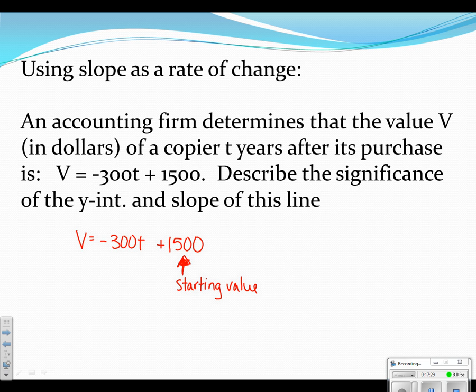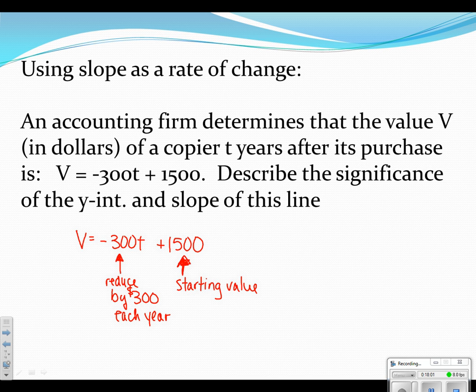Because when t is 0, the value is 1,500. So that machine starts out being worth 1,500 bucks. The slope, okay, this tells us that it's going to depreciate or reduce by $300 each year.